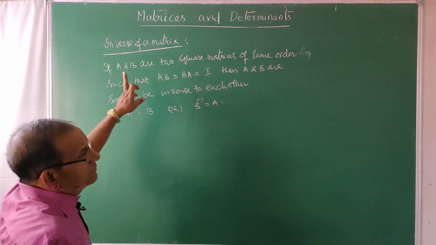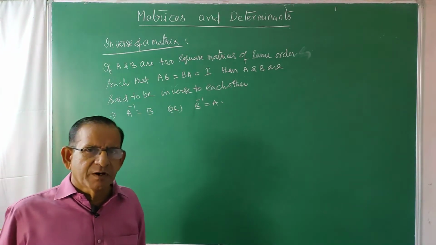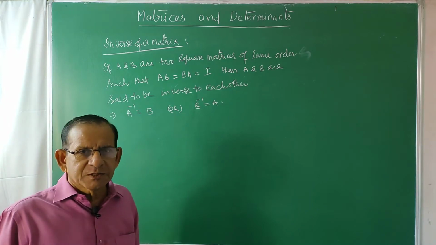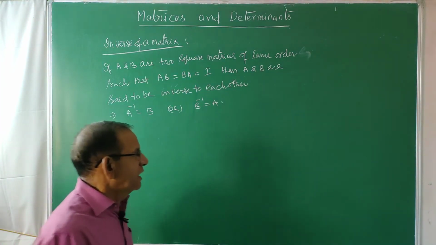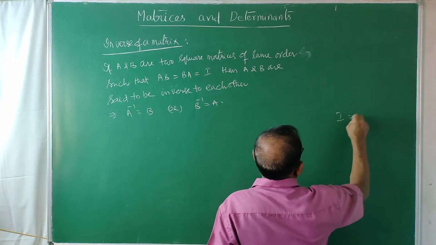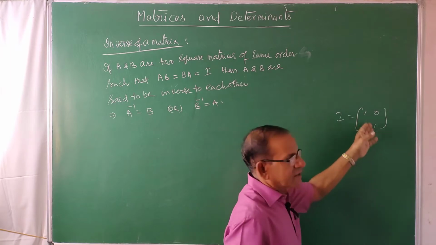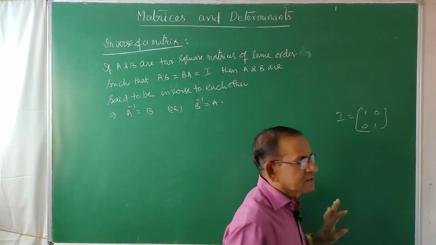Now the inverse of a matrix. Suppose A and B are two square matrices of the same order, and if AB is equal to BA, the product must be equal to I. I means the identity matrix. If it is a 2 by 2 matrix, 1 0 0 1, all the elements in the principal diagonal must be equal to 1, and other elements must be 0. That is called an identity matrix.